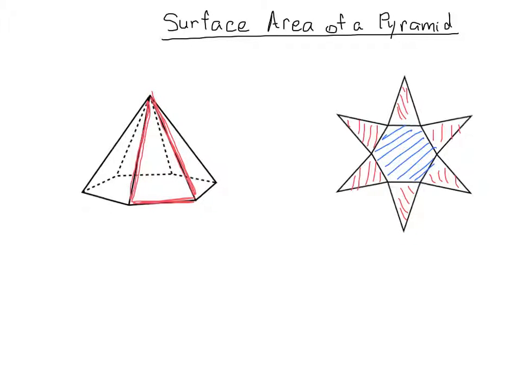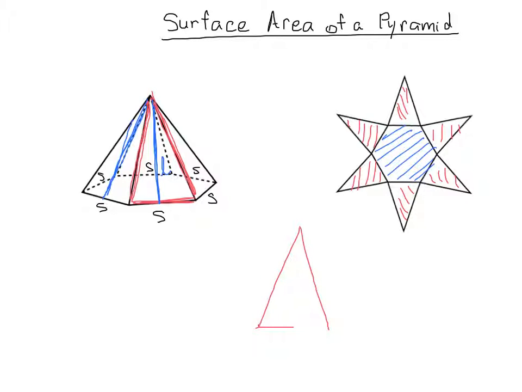But since we're not just dealing with the triangle, we're actually dealing with the face of this figure, I'm going to label the sides of my hexagon S, and I'm going to label the slant height of my hexagonal pyramid. I'm going to call that slant height L, and the reason I'm calling it L is because it is a slant height. I know this drawing looks a little bit confusing, so I'm going to take that triangle and redraw it down here.